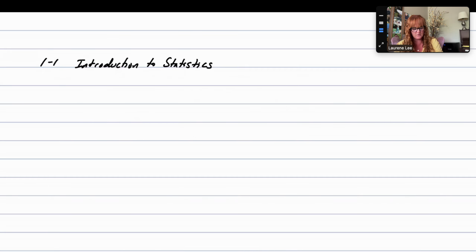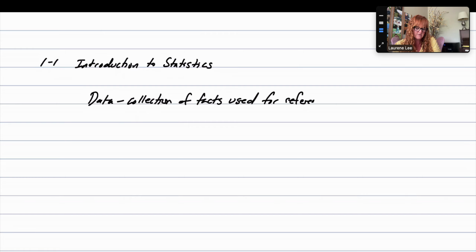So the first thing that we want to define is data. Data is going to be a collection of facts used for reference or analysis of some sort. Data can be numbers. Often it is numbers, but it does not have to be. We could have a collection of data about people's hair color or eye color. It doesn't have to be numerical. We'll talk about different categorizations of that later.